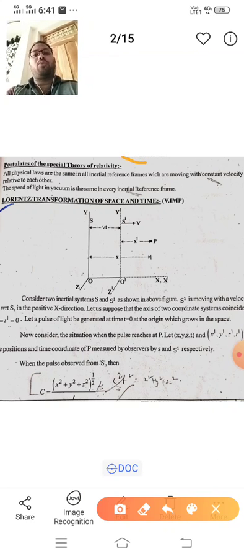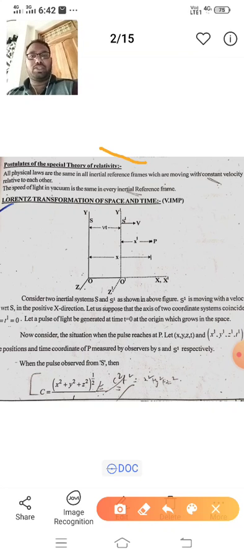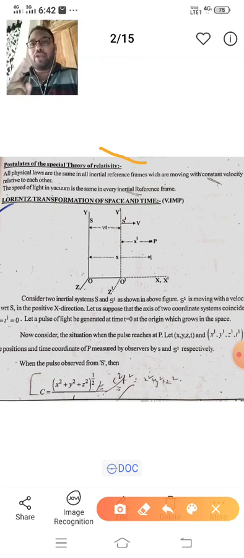So what are the postulates of the special theory of relativity? Very, very important points, two points. The first point is that all physical laws are the same in all inertial frames, which are moving with a constant velocity relative to each other. And the second point is that the speed of light in vacuum is the same in each and every inertial frame. These are the two main important points.